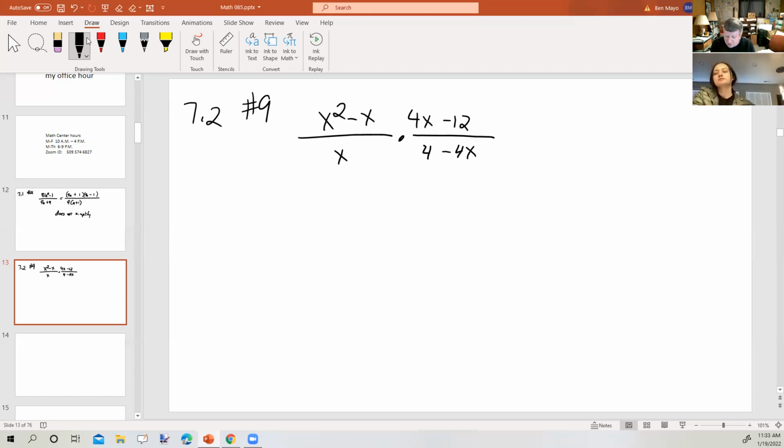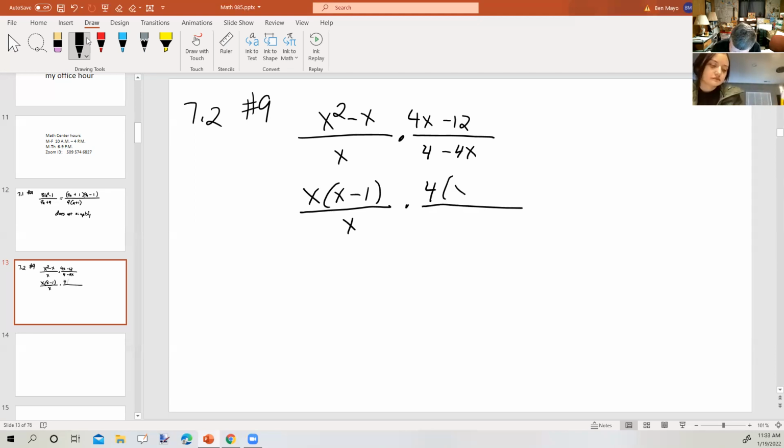So the first thing we want to do is factor each of the numerators and the denominators as much as we can. So x squared minus x, we're going to take out an x and we get x minus 1. The denominator is still going to be just x. 4x minus 12, we'll take out a 4 and we get x minus 3. 4 minus 4x, we take out a 4 and we get 1 minus x. Okay, so what can we get rid of? Well, we can reduce out the x over the x to 1 over 1. We can reduce the 4 over 4 to 1 over 1.